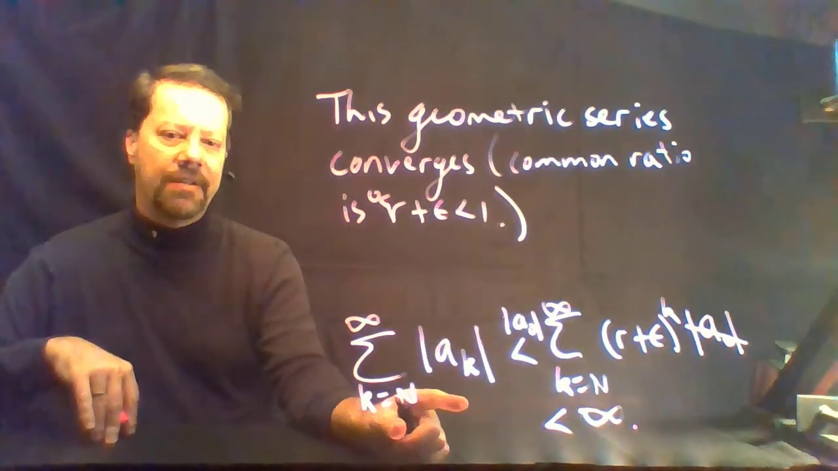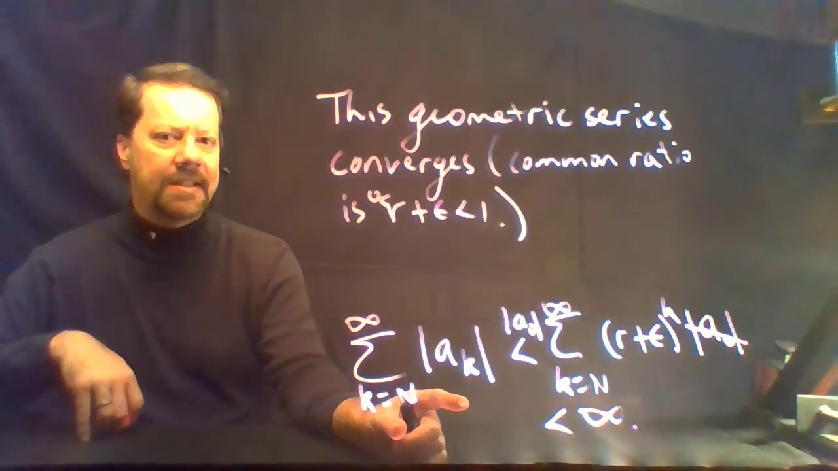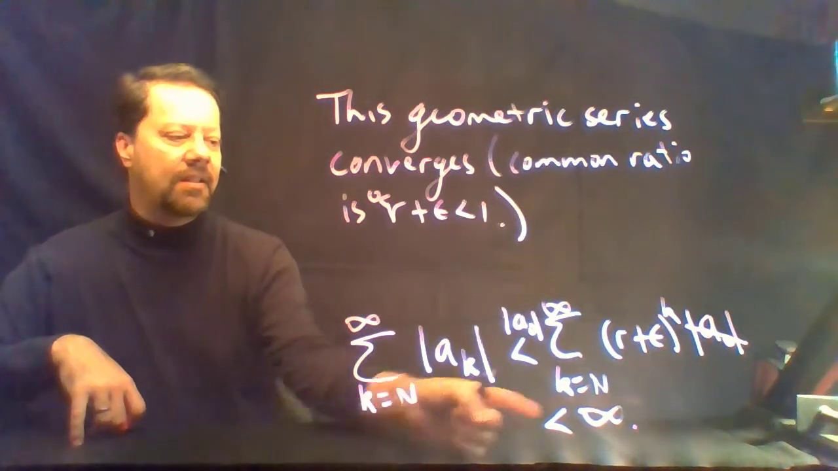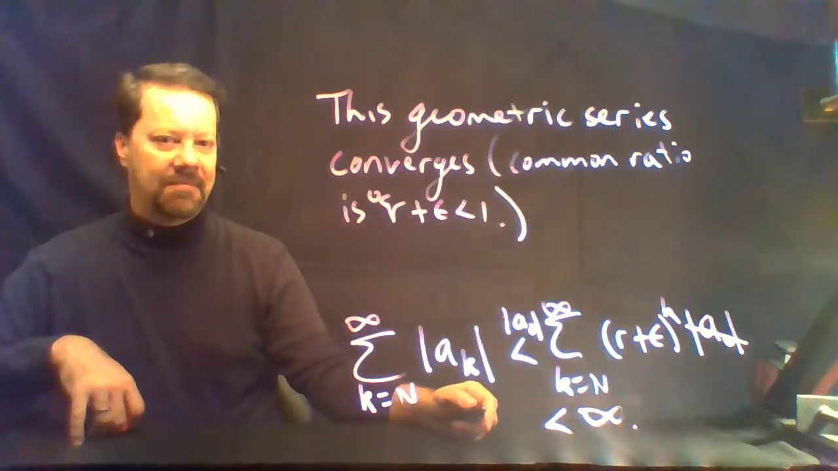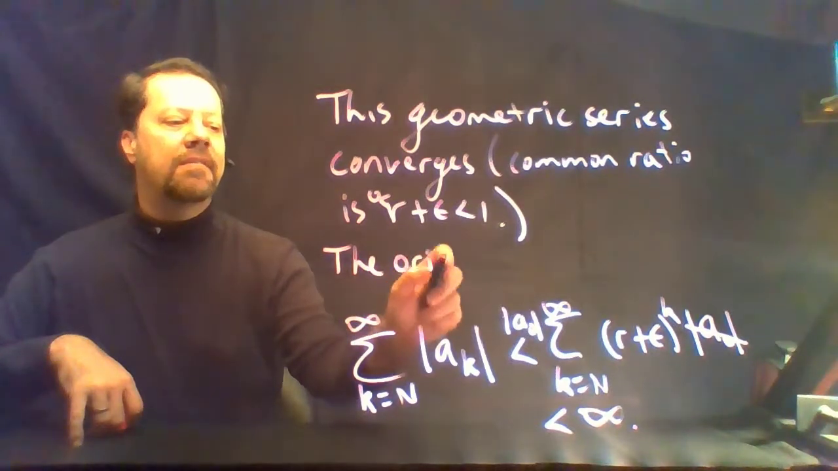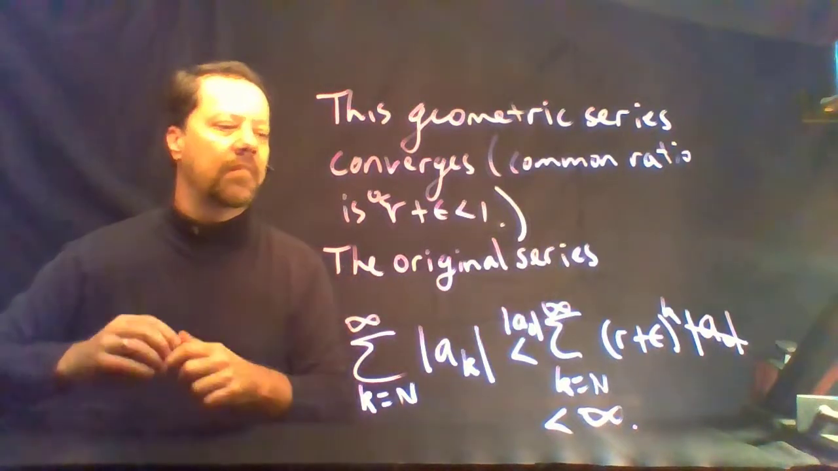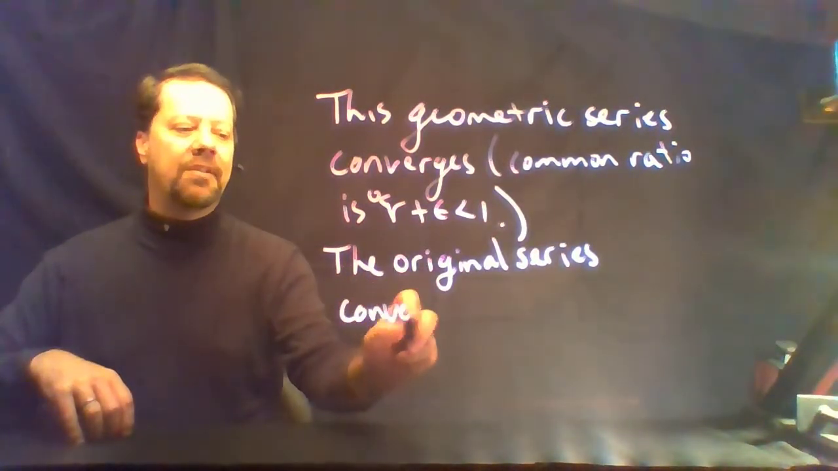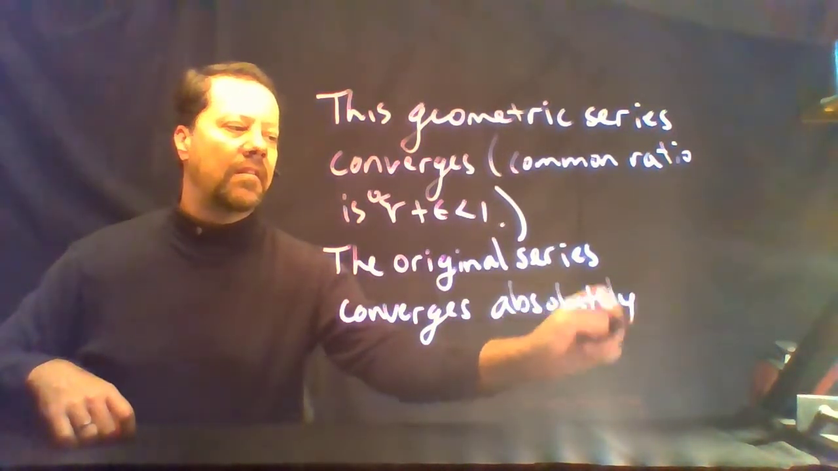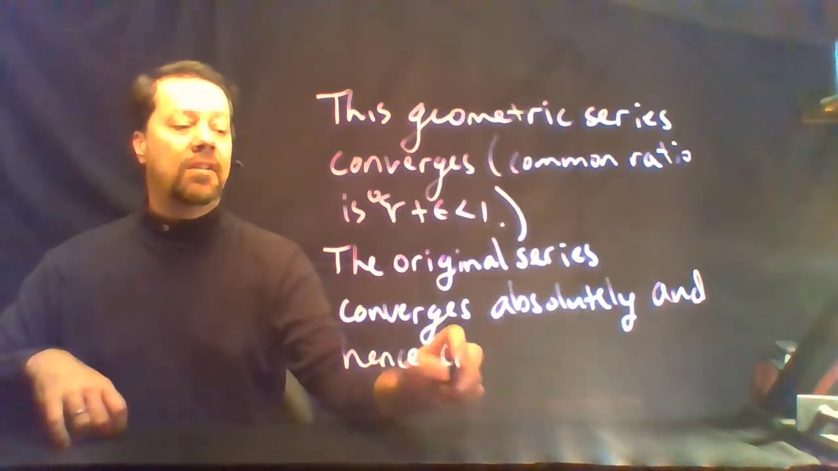That means that the original series, at least in the tail, the first finite number of terms don't matter, convergence is entirely determined by what happens in the tail. The tail of our series will converge absolutely. We deduce that the original series converges absolutely, and hence converges.